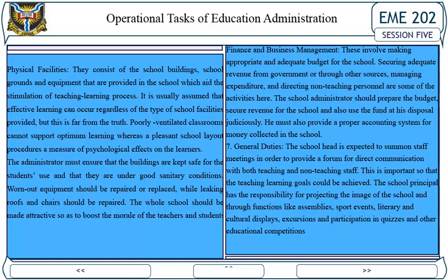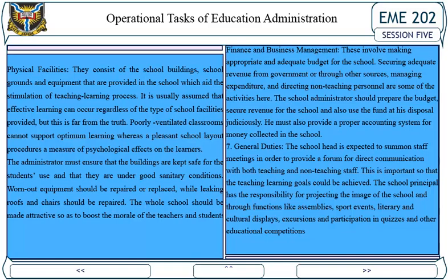6. Finance and business management. This involves making appropriate and adequate budgets for the school, securing adequate revenue from government or through other sources, managing expenditure, and directing non-teaching personnel. The school administrator should prepare the budget, secure revenue for the school, and also use the funds at its disposal judiciously. It must also provide a proper accounting system for money collected in the school.